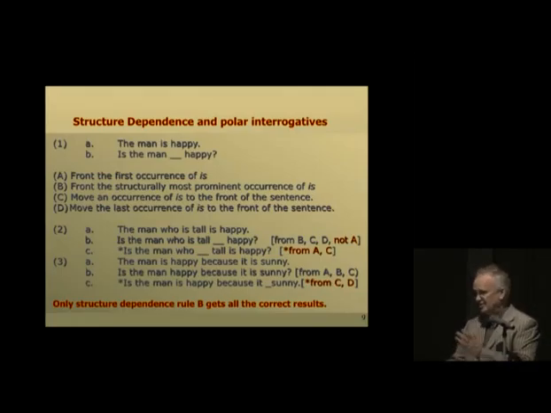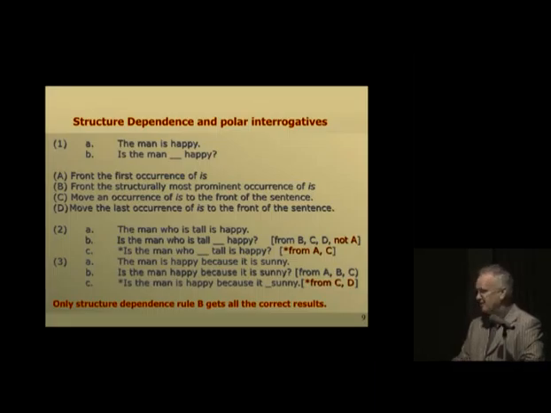As Chomsky very early on indicated, and still does 50 years later, you have at least two basic options. Those are in A and B. You can have a linear option which says front the first occurrence of is, or you can have a more structural rule which says front the structurally most prominent occurrence of is. And of course, there are other possibilities. Move an occurrence of is to the front of the sentence, any occurrence, or move the last occurrence to the front of the sentence, and so on.